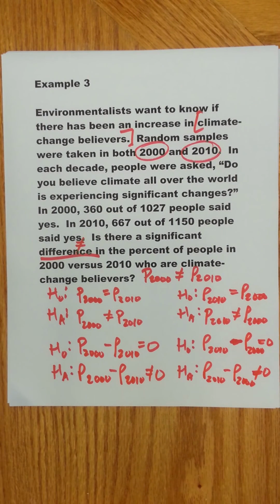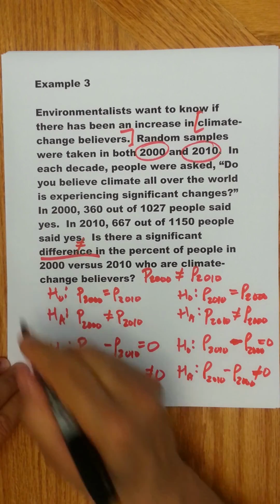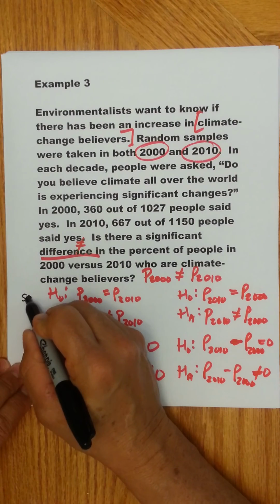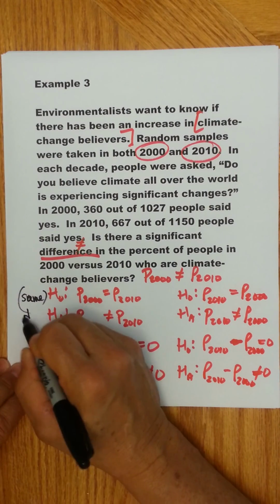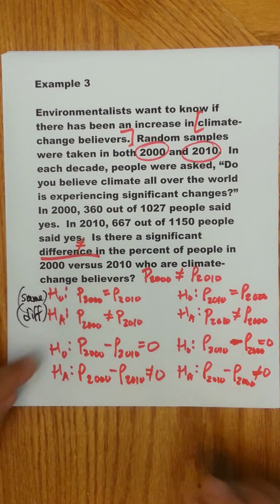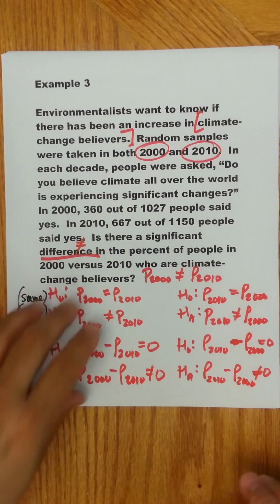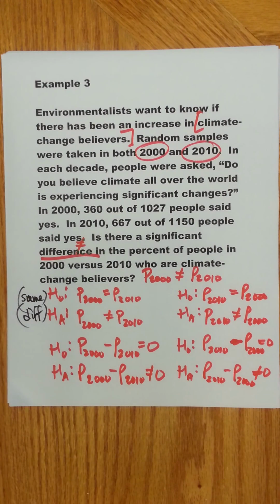Now, what you're saying here when you write this is you're saying the two population proportions are the same or they're different. And that's true for each one of these. So all these 4 formats, they're written in a different form, but they all say the same thing.